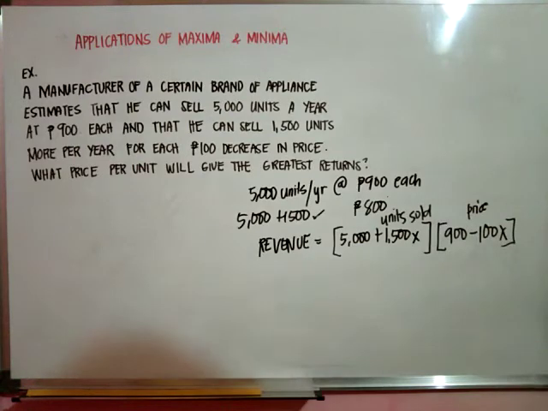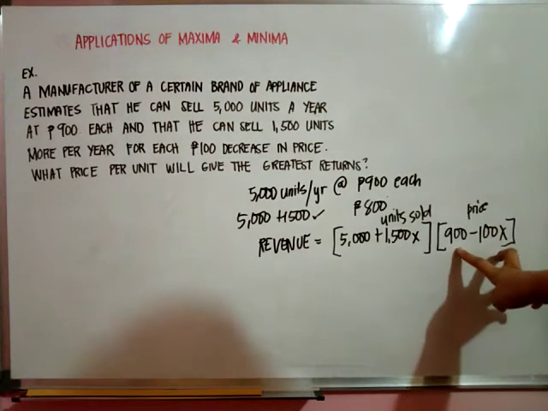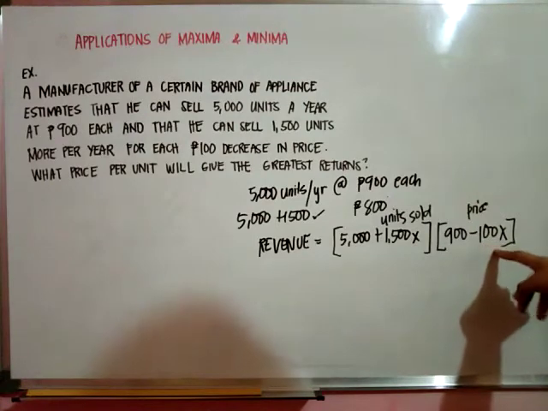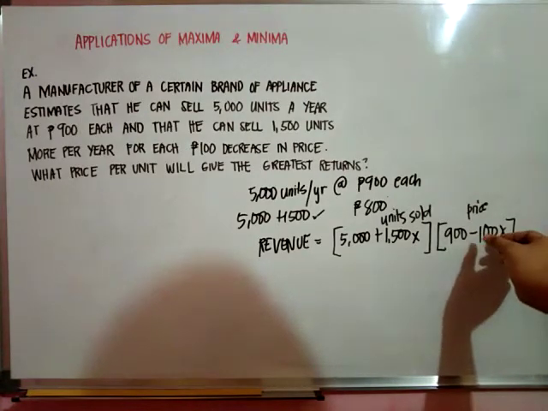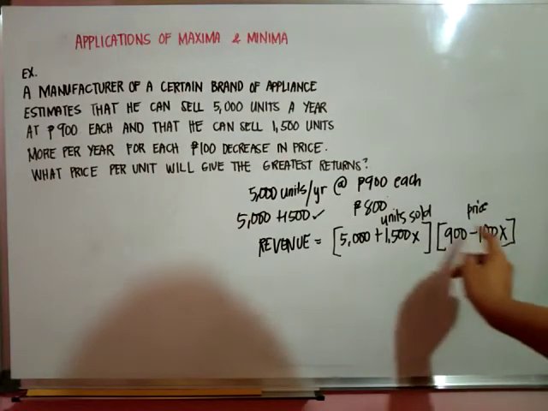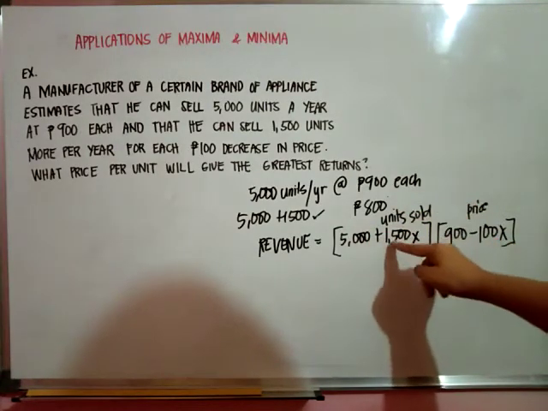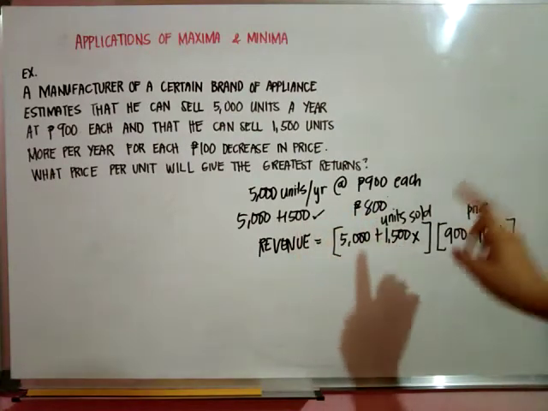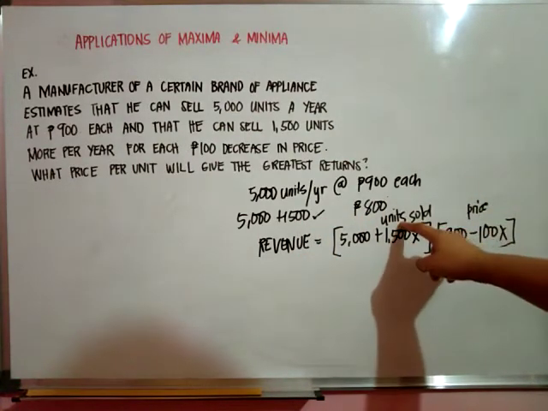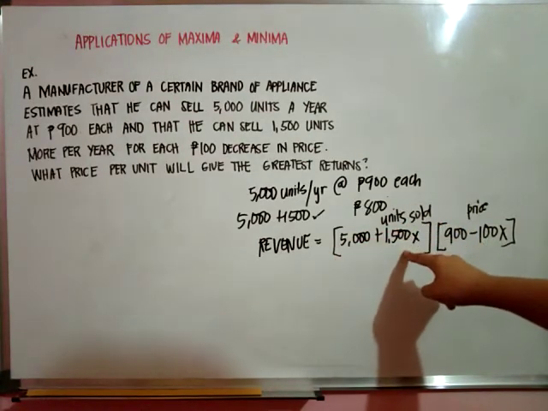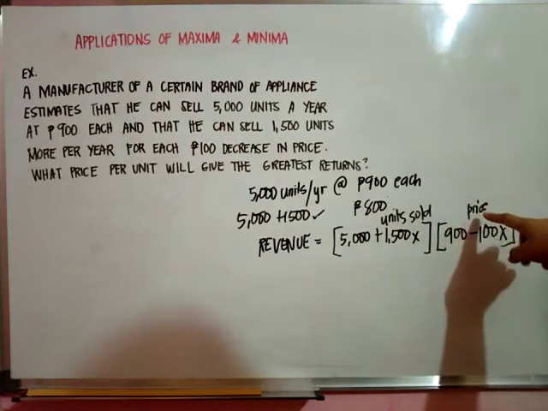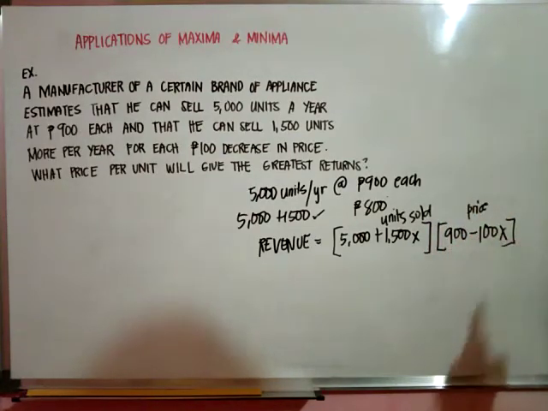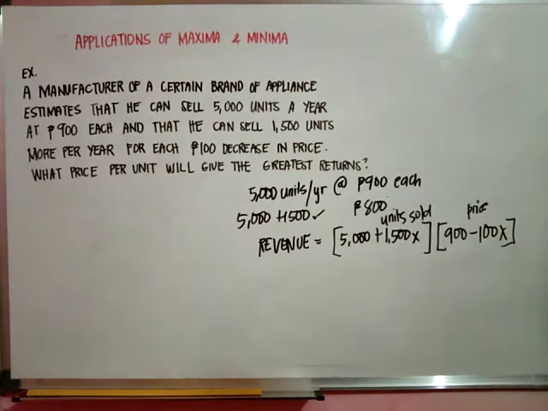So, therefore, we can have the total revenue. I hope malinaw ito, yung 900 minus 100x. Kasi kung ilang beses mo siyang binawasan ng 100, ganun din naman kung ilang beses siya magdadagdag ng 1,500. Kaya, ganito yung equation niya. For the number of units sold per year is 5,000 plus 1,500x. Then, the unit price would be 900 minus 100x. So now, we have the function of the revenue in terms of variable x.